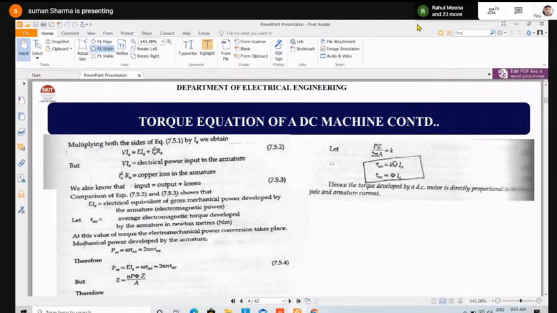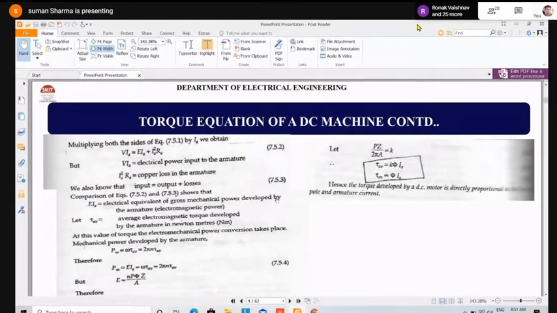What are the variables here? Flux and armature current. Okay. So torque will be proportional to flux and armature current. This is a very important derivation. It can be asked in the examination to derive the torque developed by a DC motor.